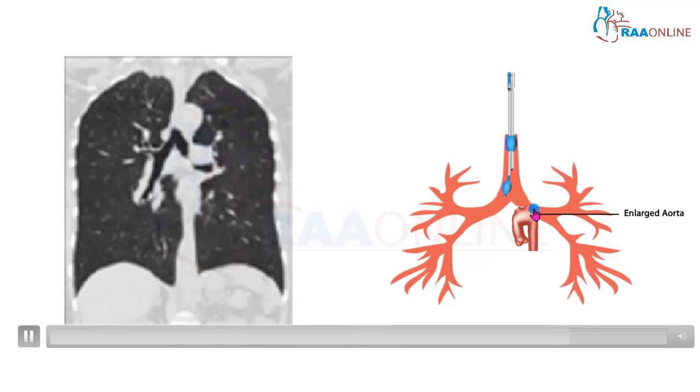Now, if you introduce the double lumen tube, it may not pass into the left mainstem bronchus and it goes into the right side, although it is a left-sided tube.